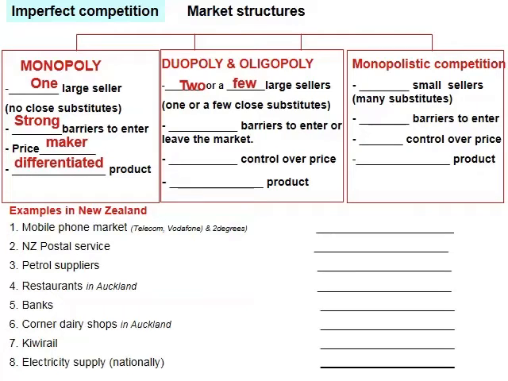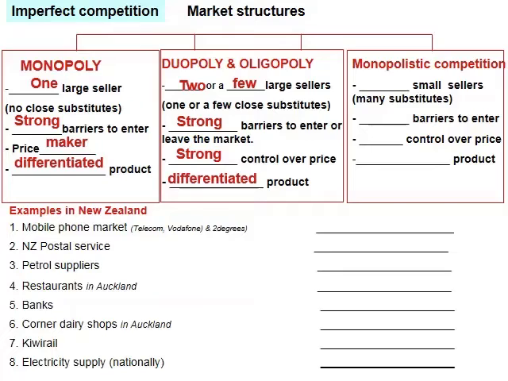Duopoly and oligopoly. Remember, duo, two, oli, a few. So again, why are there just two or a few sellers in the market? Because it will be difficult to get into that market. There'll be strong barriers. These guys won't be price makers, but they'll have a strong control over their price. They'll be able to influence the price because there's a few big sellers only in the market. The product will be differentiated.